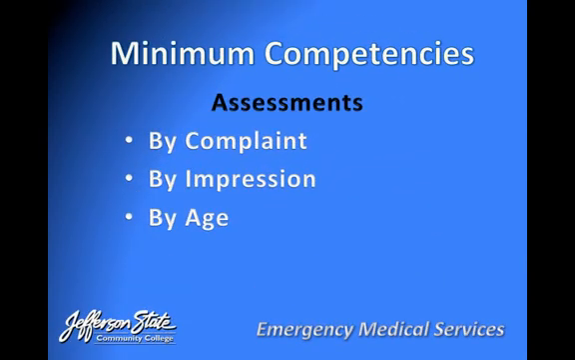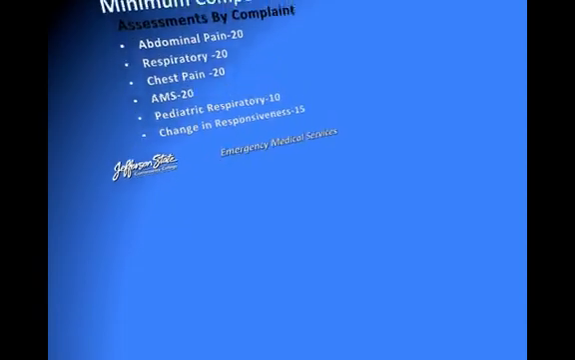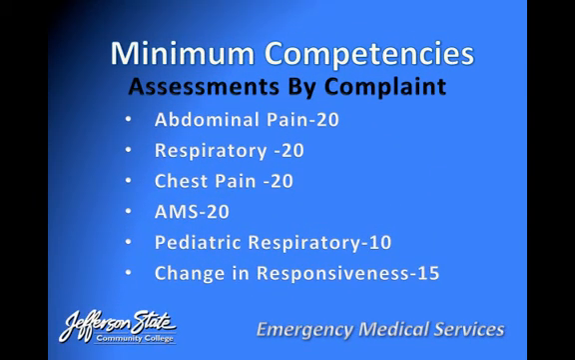The first area we'll talk about is minimum competencies. The students are required to develop their minimum competencies through patient assessments. We categorize these in three ways: by complaint, by the impression, and by age. Assessments categorized by complaint are roughly grouped into the following categories: abdominal pain, respiratory complaints, chest pain, altered mental status, pediatric respiratory complaints, and change in responsiveness. Our accrediting body considers change in responsiveness to be consistent with syncope or patients who are unresponsive. So there's a little bit of overlap there, certainly with altered mental status.